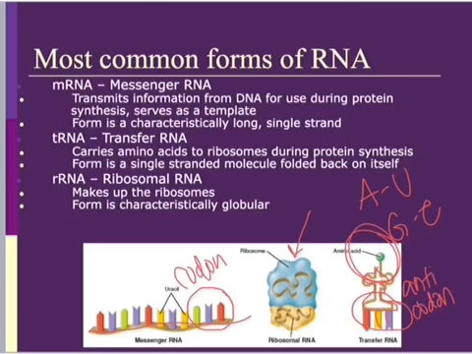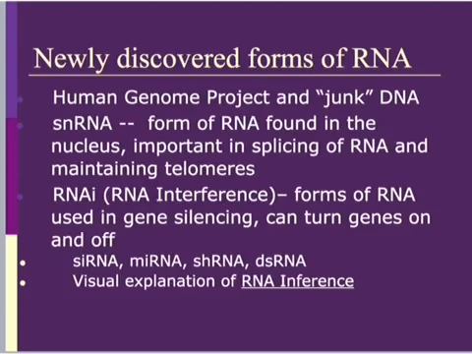Let me say that one more time. All three of these forms of RNA will be formed through the process of transcription. Transcription is the copying of the DNA into RNA. But these three forms of RNA will be used later in the process of translation to actually make the protein. So we'll hear about these again throughout the rest of the chapter.